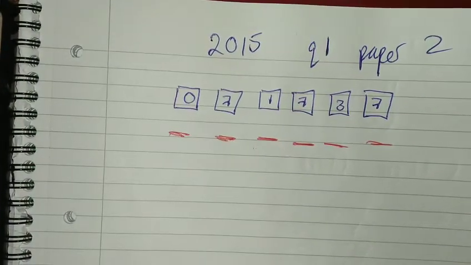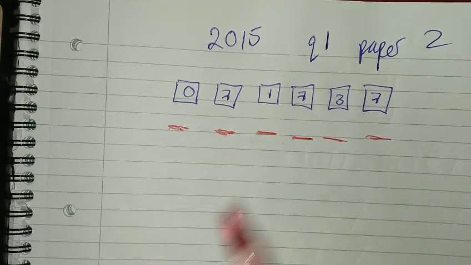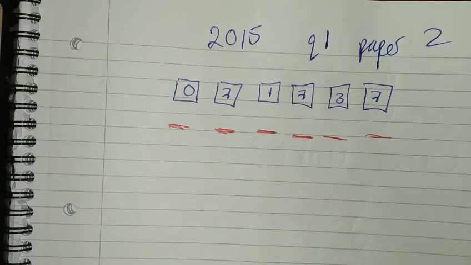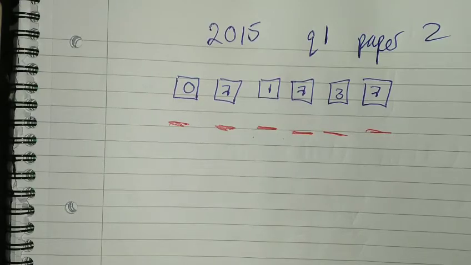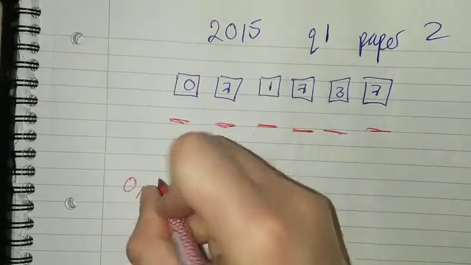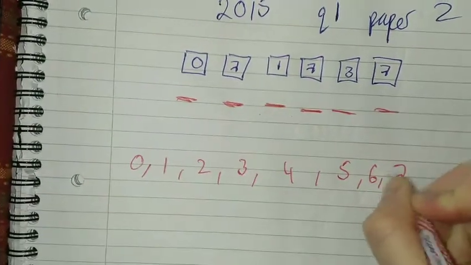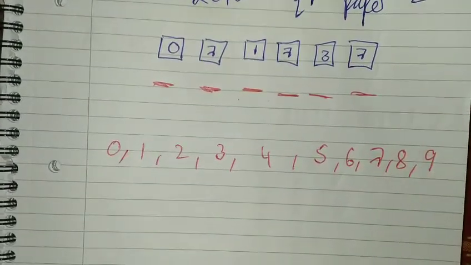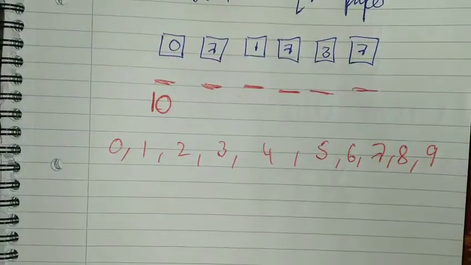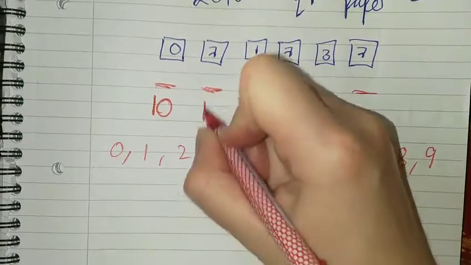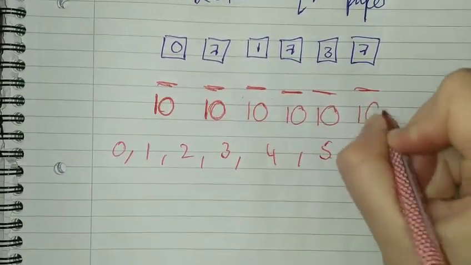And for each number, for each option here, it can contain any of the numbers 0 to 9. So all the numbers from 0 to 9. So it can contain 0, 1, 2, 3, 4, 5, 6, 7, 8, 9. So it has 10 possibilities. There's 10 possibilities for this one, and because the numbers can be repeated, there's also going to be 10 possibilities for this one, and so on, because we can repeat the numbers as much as we like.